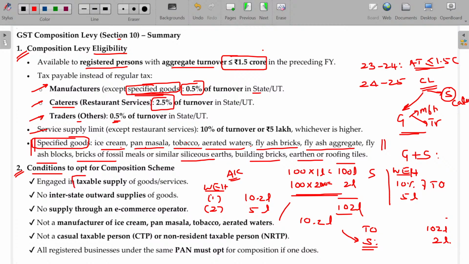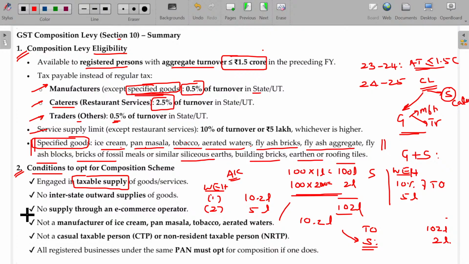Engaged in taxable supply. If you are not engaged in taxable supply, you are not eligible for this. Your turnover is 120 lakhs, less than that, but you are selling only alcoholic liquor for human consumption with a license from government. You are not eligible for registration because you are not falling under this case. You are not at all a taxable person.